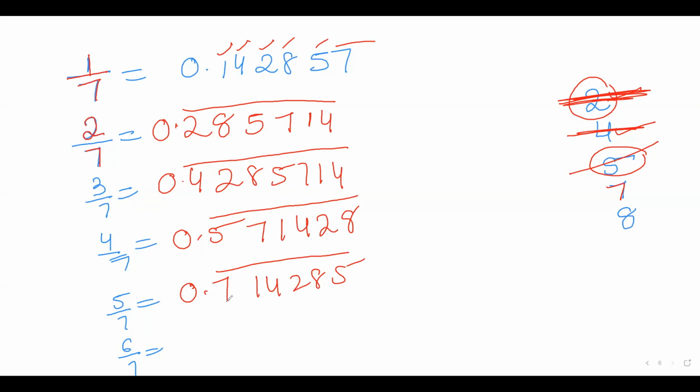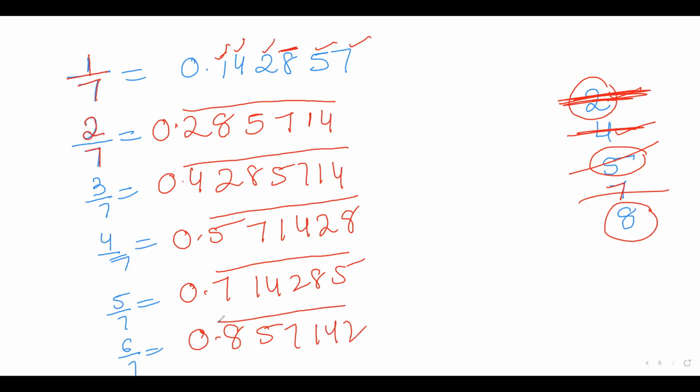And for 6/7, the next bigger number is 8. You have to start with 8 and write down in order what all numbers you are getting after 8. After 8 I am getting 5 7 and then I am getting 1 4 2. Put the bar. In this way we can get all the values. I hope you understood this.